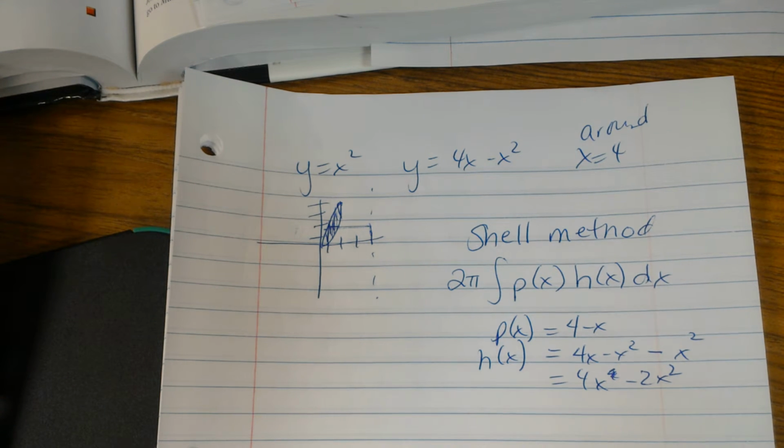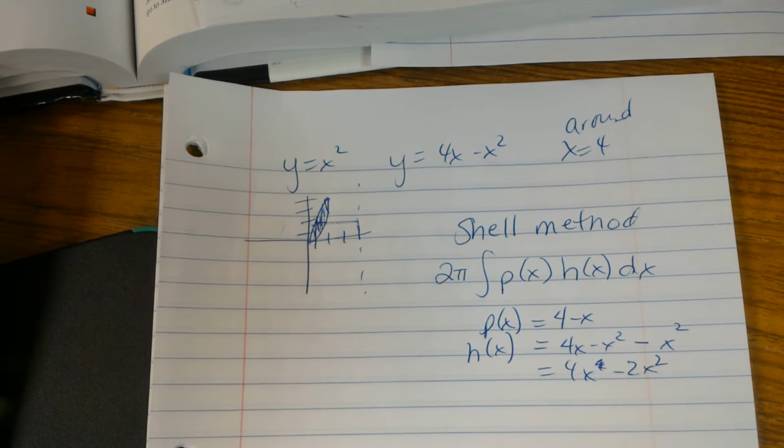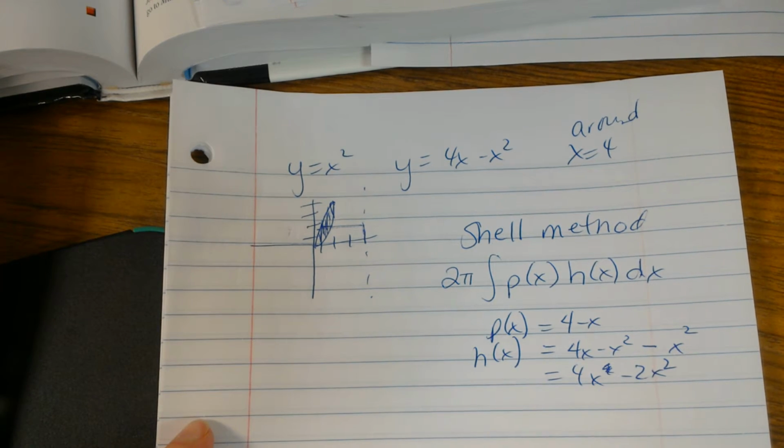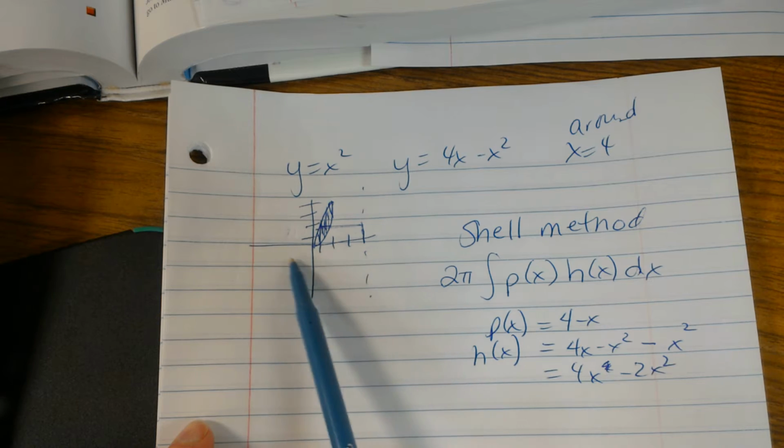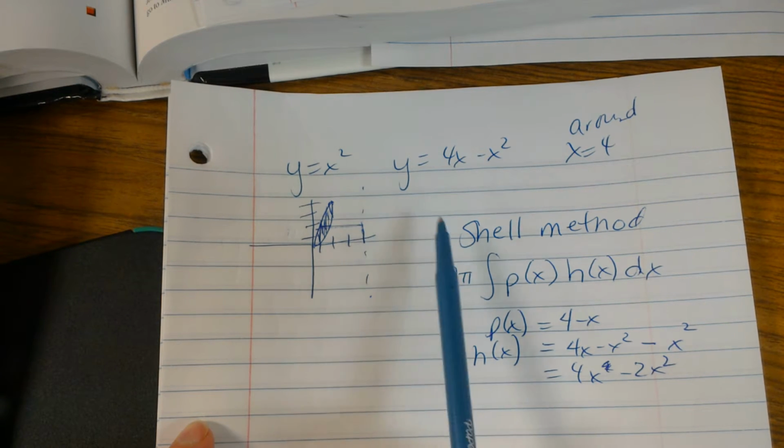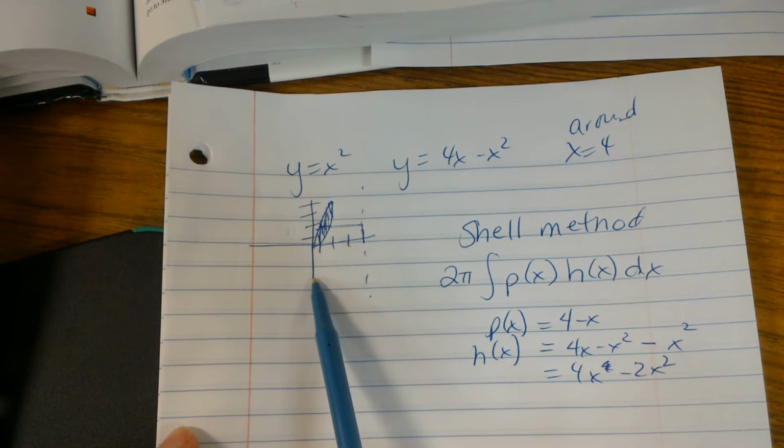This is where we left off in Chapter 7. For some reason, my videos aren't letting me record anything more than 15 minutes today, so I guess it doesn't like my space. So we're talking about the shell method because we're wanting to go around this line x equal to 4. So it's basically like a y-axis.